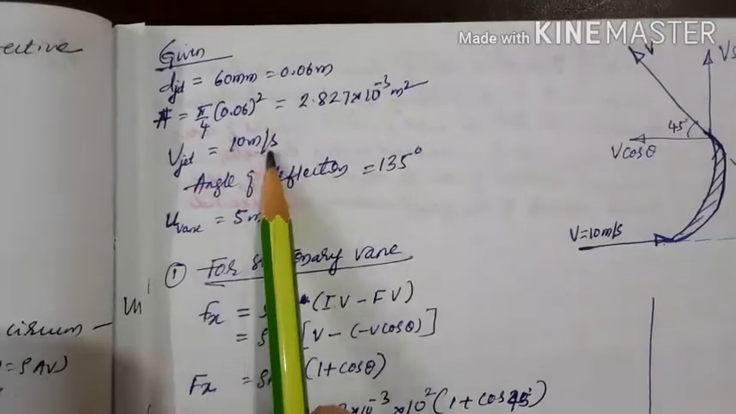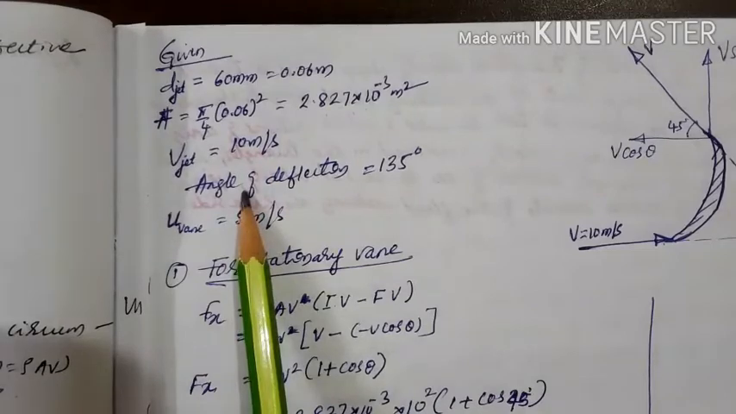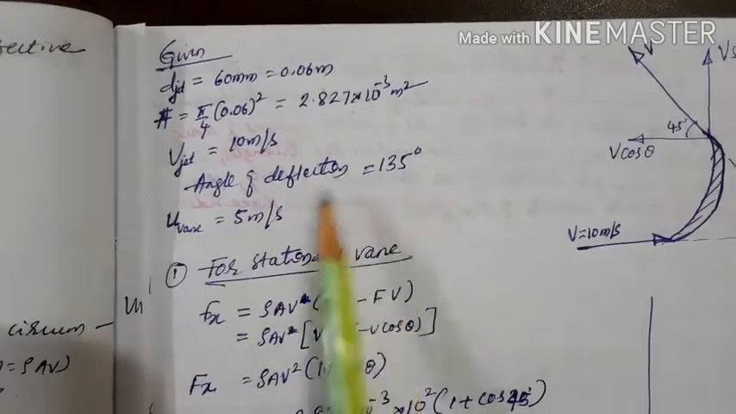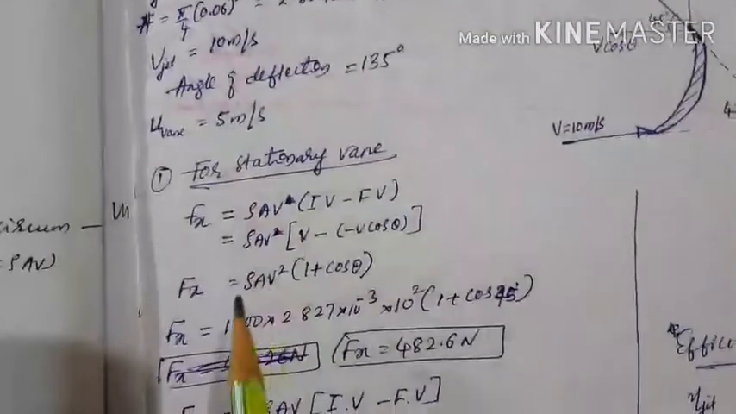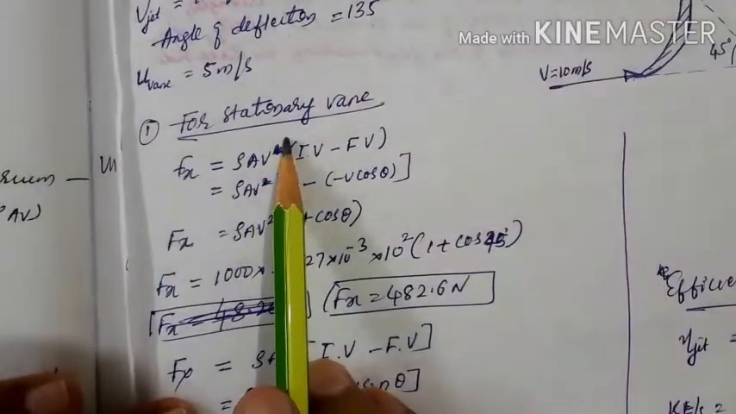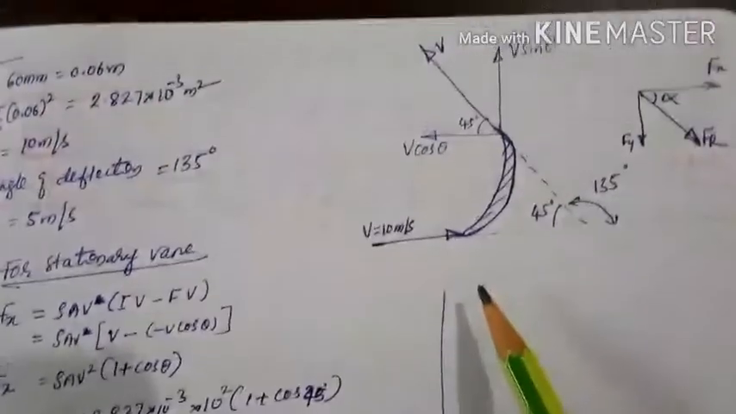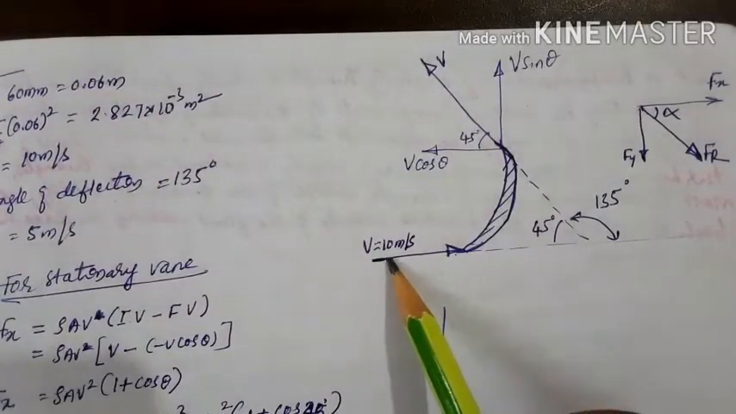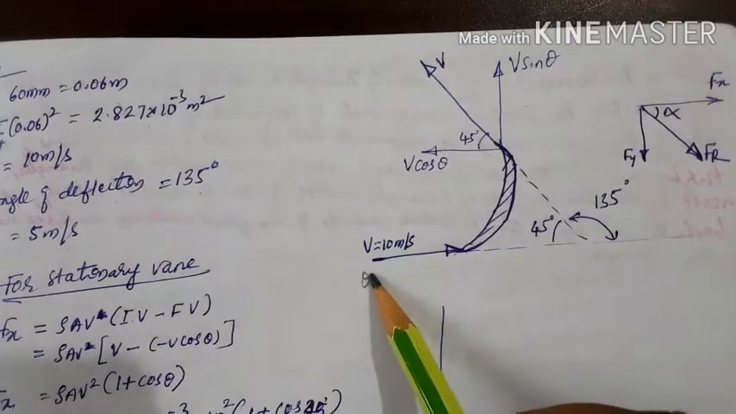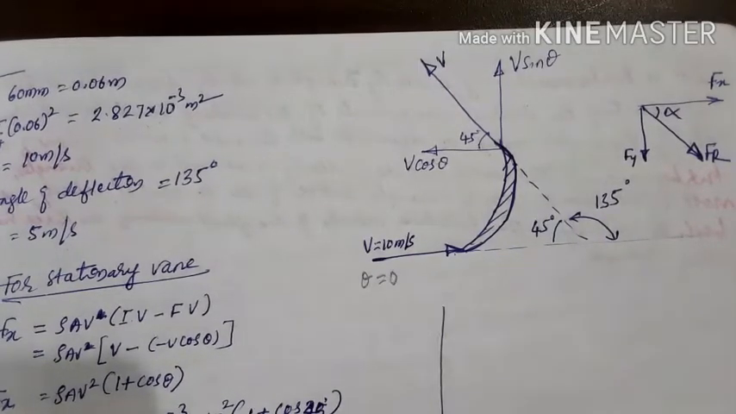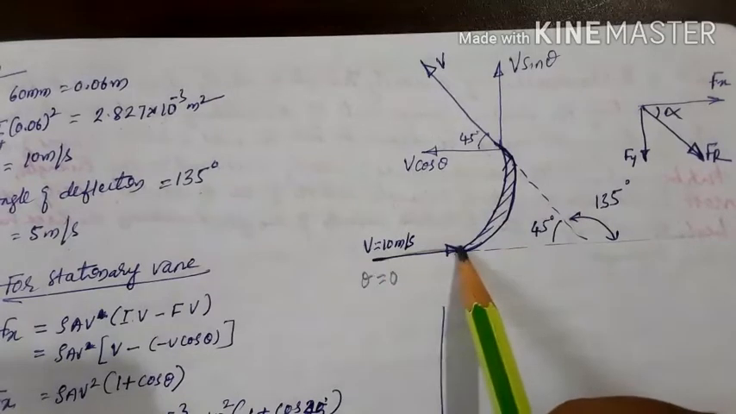Then the velocity of the jet is given, the angle of deflection is given, and the velocity of the vane is given. Let us take the first case, the stationary vane. The vane is stationary, so this is the case. The jet is entering with this velocity, but the angle is not mentioned here. Let us assume it is entering with an angle of 0 degrees. So it is entering tangentially like this.